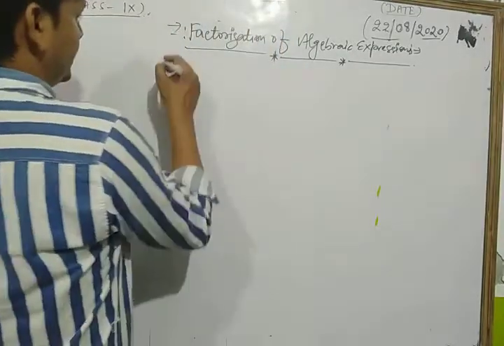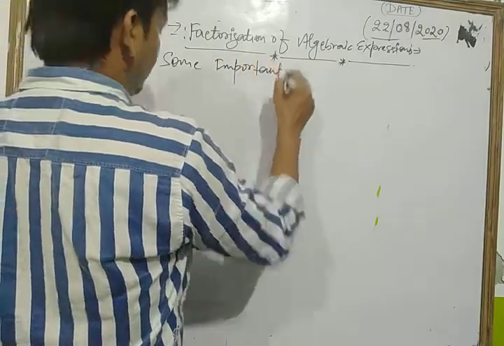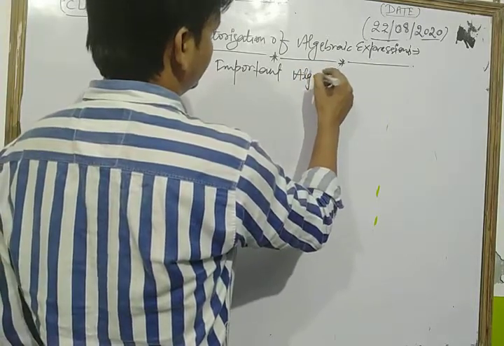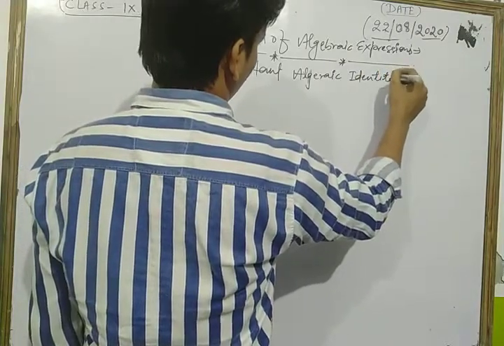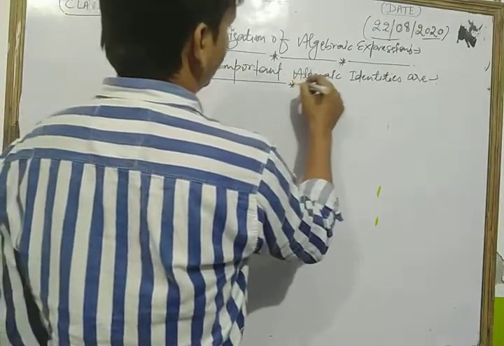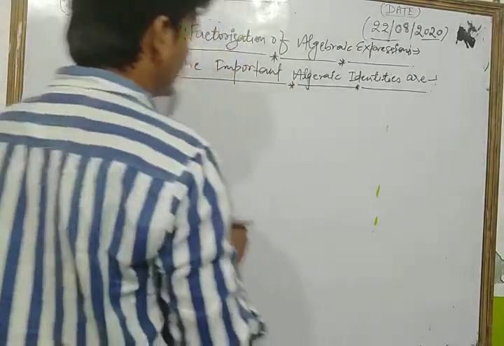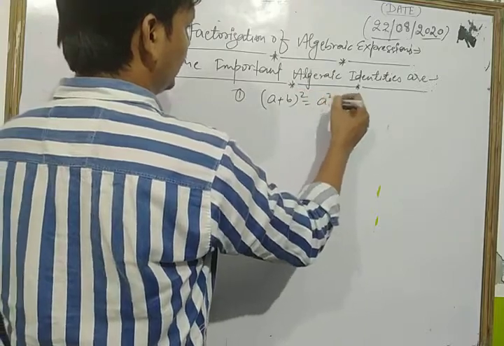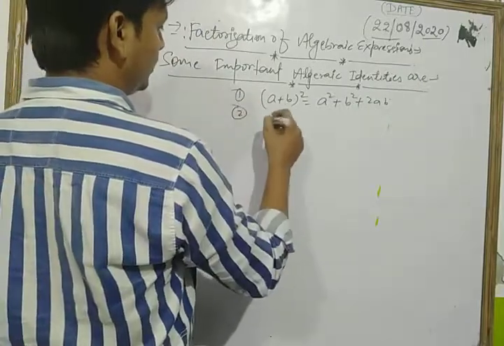Some important algebraic identities are: first one, a plus b whole square is what? You know that value, a square plus b square plus 2ab. Second one is what?